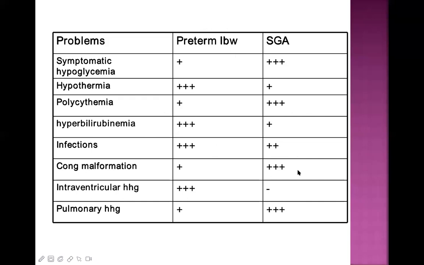Congenital malformation is much more common in small for gestational age babies, because at the time of development some problems were already happening. Intraventricular hemorrhage is more common in preterm babies, because those blood vessels are fragile in them. Just like any other tissue, the blood vessels are also not properly developed. And pulmonary hemorrhage is more common in the other type. Okay, so these are some of the important points.